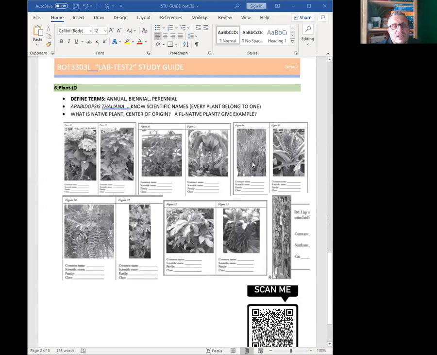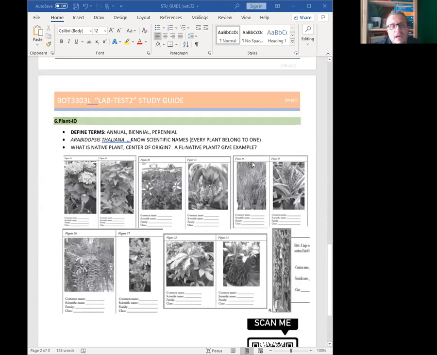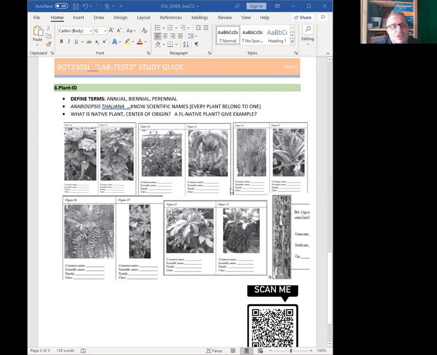And lastly, a bigger lab, which was the plant ID lab. So definitions like annual, biennial, perennial, Arabidopsis, maize, our model systems, scientific names, very important in this lab, and being a native plant, which means living in Florida for over 500 years. Center of origin is where originally that plant is found and is from. So for Florida native, a good example is Zamia, which we just saw in the previous lab.